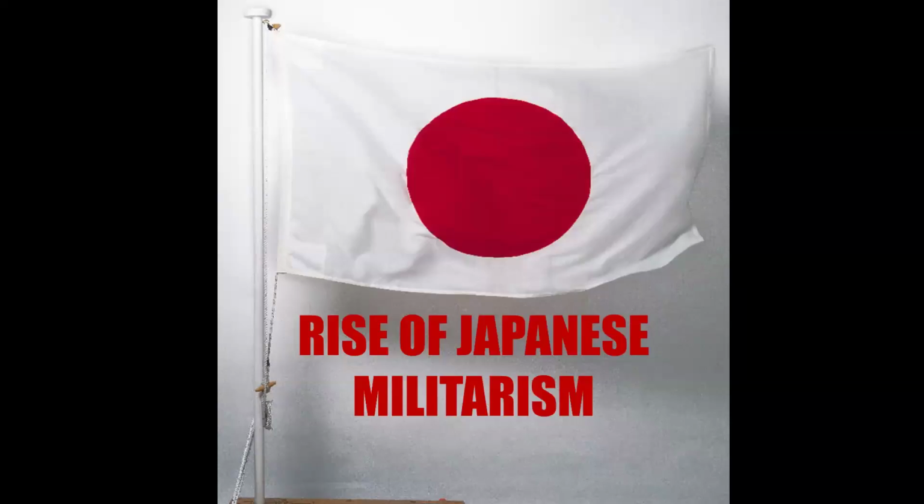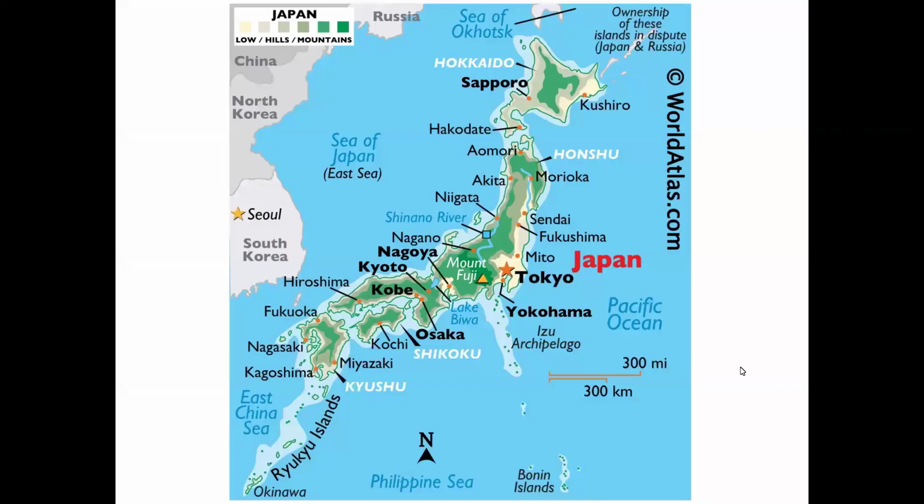Okay, so hello everyone. Today we are looking at this particular chapter, which is chapter 3, Rise of Japanese Militarism. Okay, so let's recap. I think you would already know the map of Japan, all right? And this is an example of how it shows that Japan is an island country, all right?